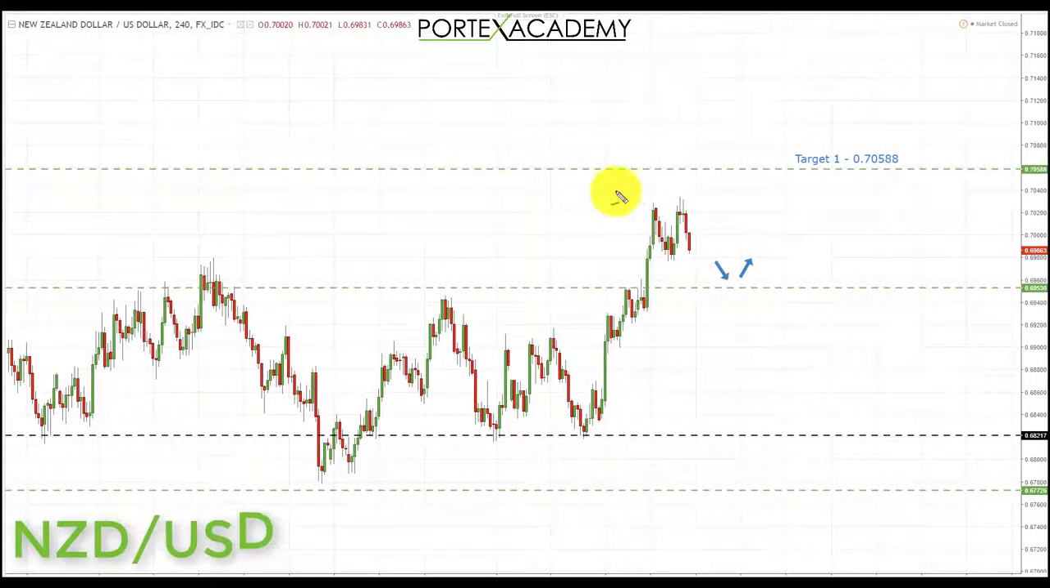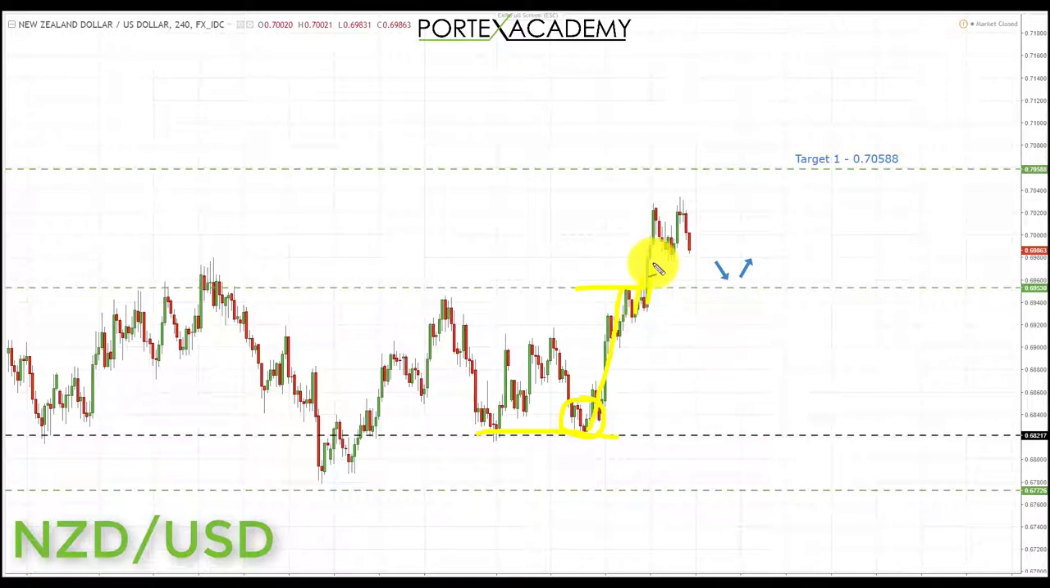Next, we have the New Zealand dollar. Now, last week, we were sitting just above the key area of support here at the 0.68217. And as a result, we said we were looking for bullish formations and patterns in this area. And you can see we had a really nice move up towards the target, which was highlighted here from last week. And we actually broke through this key area of resistance.